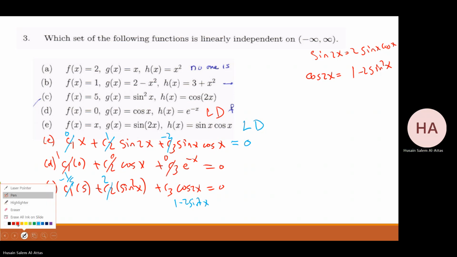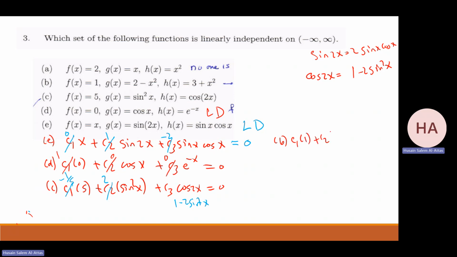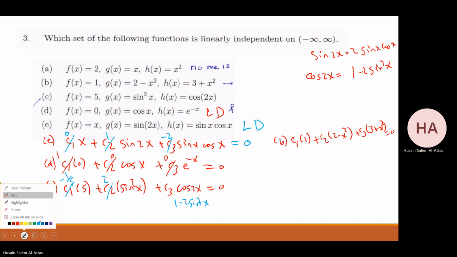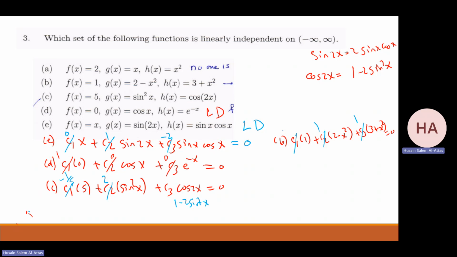Now I have B, I mean. Let me do it here. B: C1 times 1 plus C2 times (2 minus x squared) plus C3 times (3 plus x squared) equals 0. I can do it easily, I think. I'll take this as 1. So to cancel x squared, I will make this 1. So I have 2 plus 3, that is 5. I'll take this minus 5. So that will make it 0. So this is also linearly independent.